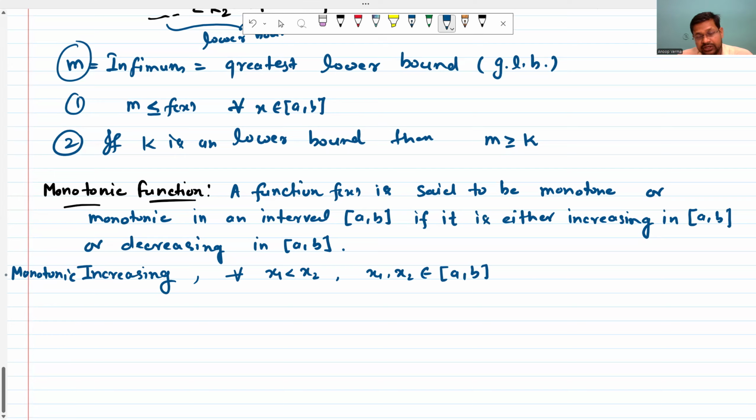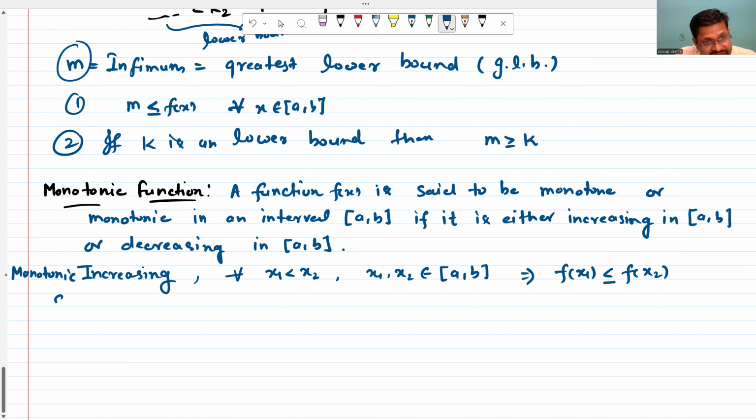is less than x2, the value of the function f of x1 is lesser than or equal to f of x2. Okay, so if you are moving from left to right, the function is increasing, it means it increases or it's constant, so that is the monotonic increasing.